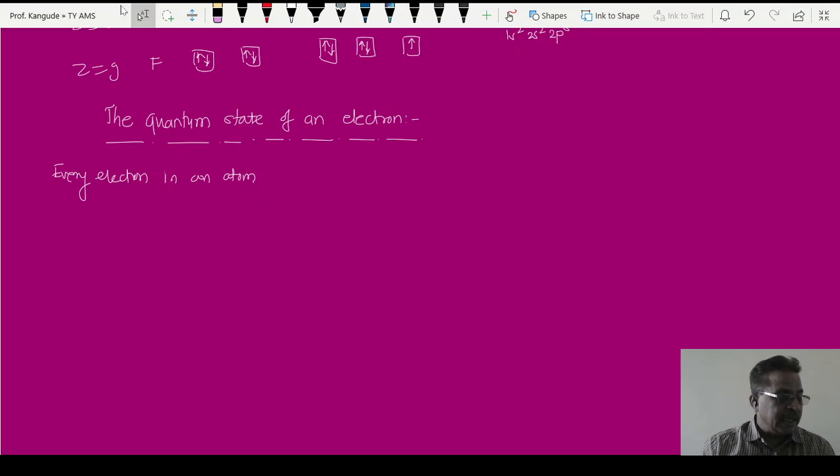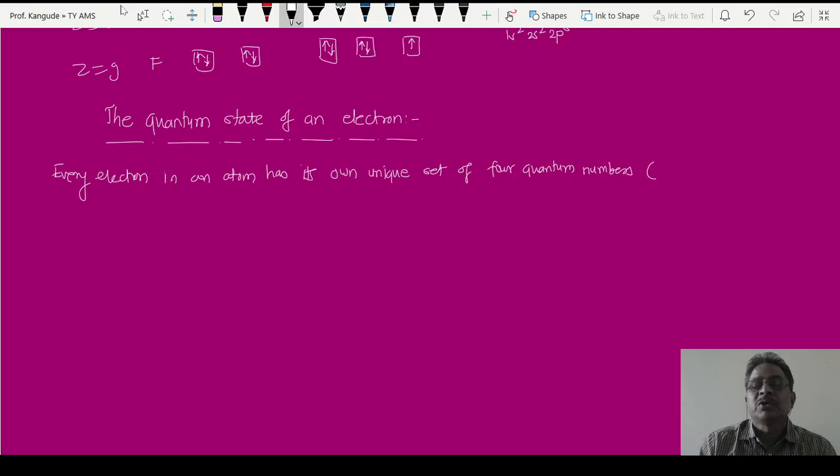Every electron in an atom has its own and unique set of 4 quantum numbers. Okay, that is what we already discussed: n, l, ml and ms. So every electron possesses such a unique and own set of quantum numbers.